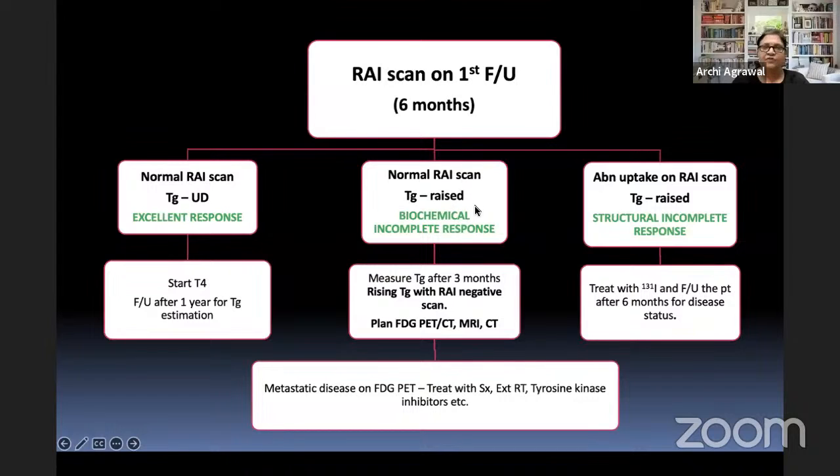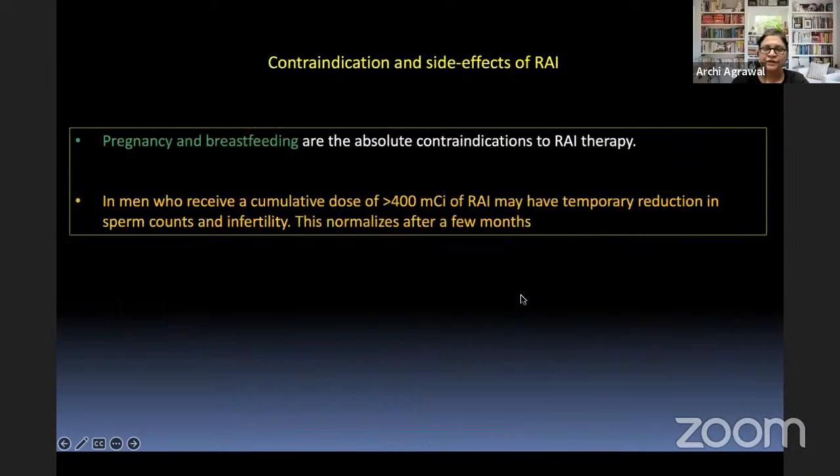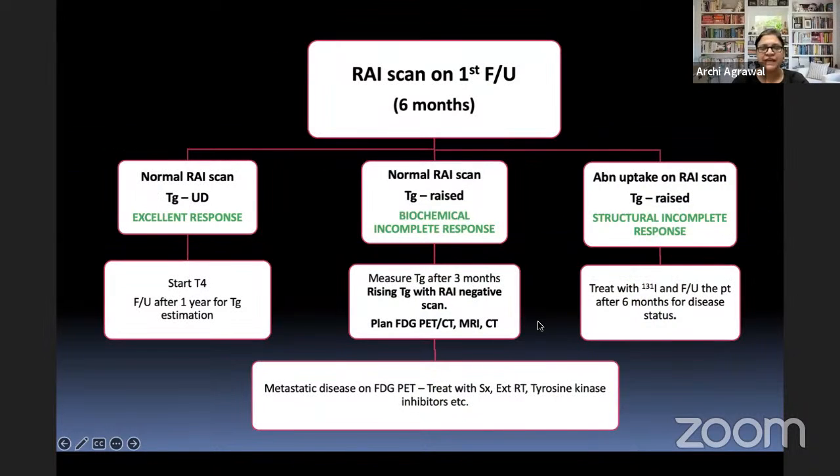Other category that we can have is a normal radioactive iodine scan where the TG is raised. So this is biochemical incomplete response. So measure the TG after 3 months, and if it's still rising, then again, we repeat a radioactive iodine scan, because we want to see whether this was due to iodine interference, and we want to rule out iodine interference. So you do a radioactive iodine scan, and again, if it is negative, then this patient will be labeled as TENIS, and you will plan to do an FDG PET CT, MRI or CT.